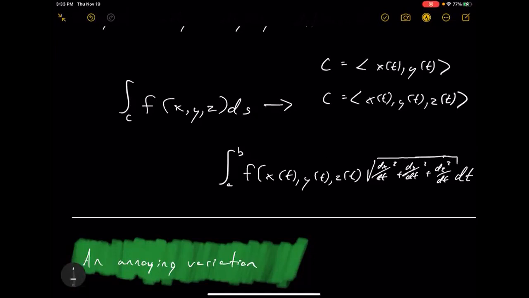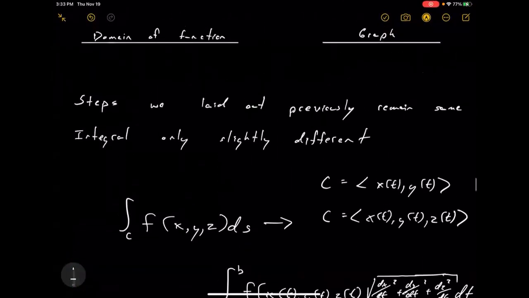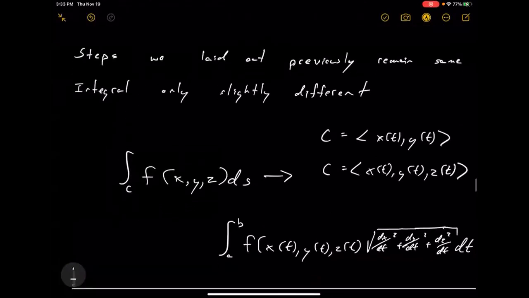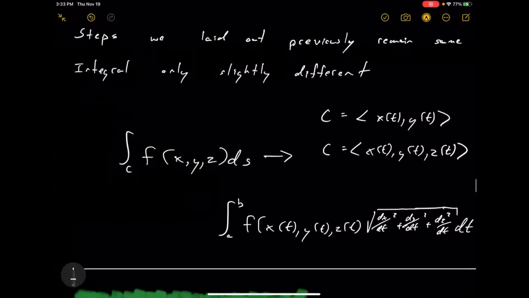And then for this ds, what is ds going to be? ds is going to be the square root of dx dt squared plus dy dt squared plus dz dt squared, dt. So nothing too complicated. It's really very simple to account for that 3rd dimension.